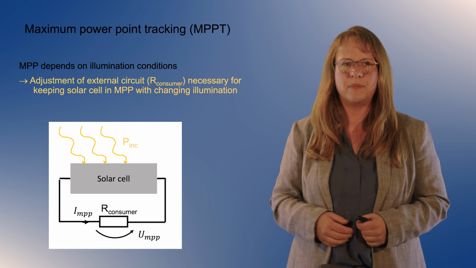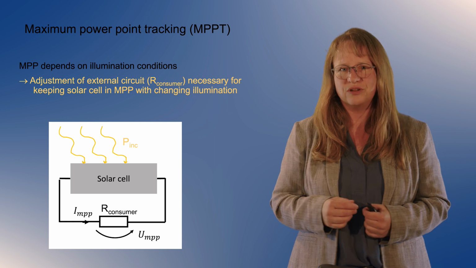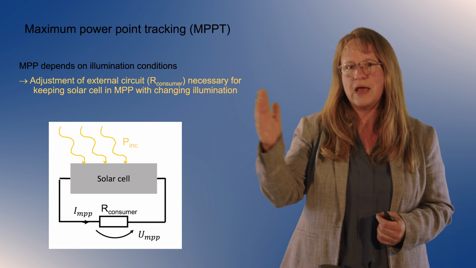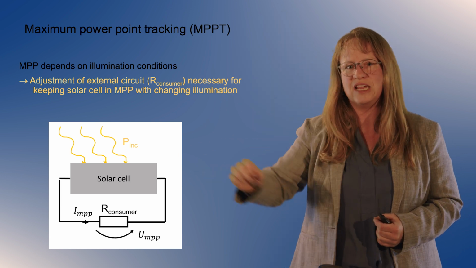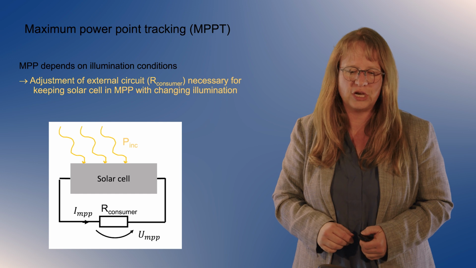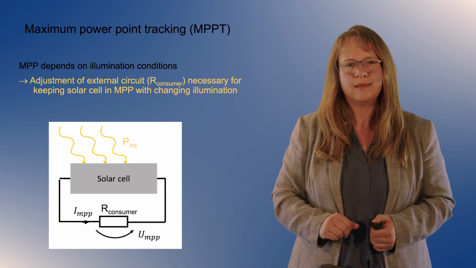Because otherwise you would maybe be, by chance, at the beginning at a good electrical condition of current-voltage pair, but you might run out of it if the sun is setting or clouds are appearing or other illumination conditions are changing. So therefore, you need to adjust the external load.